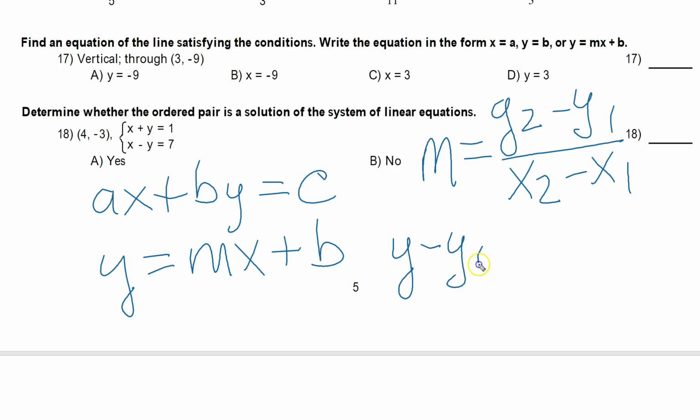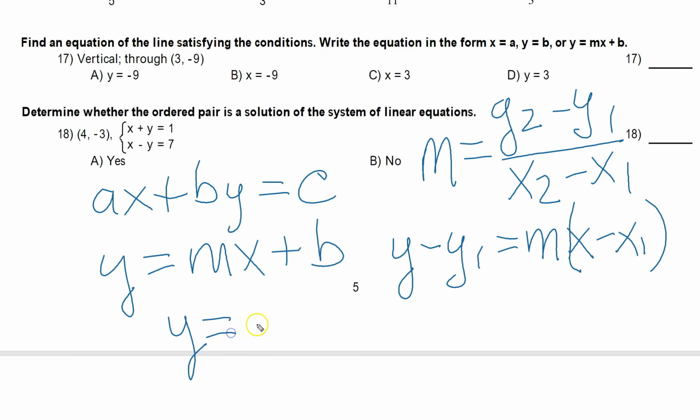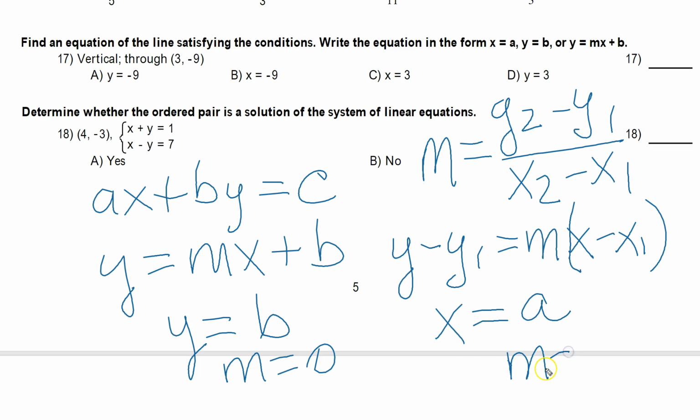y minus y sub 1 equals m times parenthesis x minus x sub 1. Then we had horizontal lines, y equals b, vertical lines, x equals a. And the slope of this, recall, was 0, and the slope of a vertical line was undefined. All right, a quick review, and you might go back and study your formula sheet that we gave you. Many good things there.